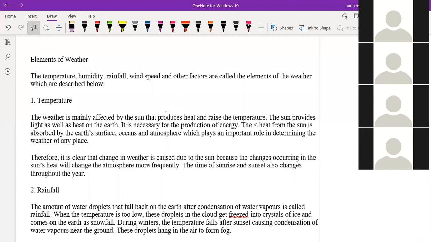Temperature means what? Yeah, so we need to know the weather so that we can plan our day, and if it is raining, we can take an umbrella if we're going out. So we can be careful. Okay, good.